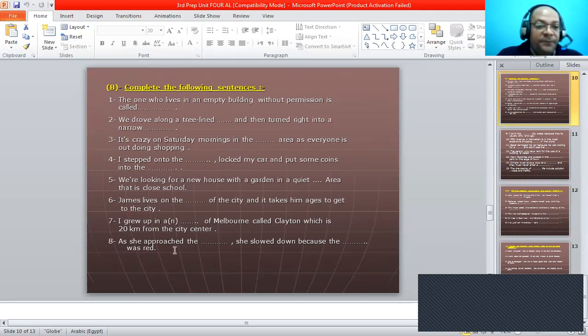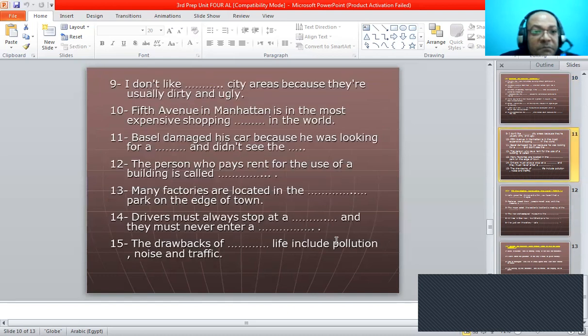Let's go to number 8: As she approached the junction, she slowed down because the traffic light was red. So as she approached the junction, when she got close to the intersection, she slowed down because the traffic light was red.